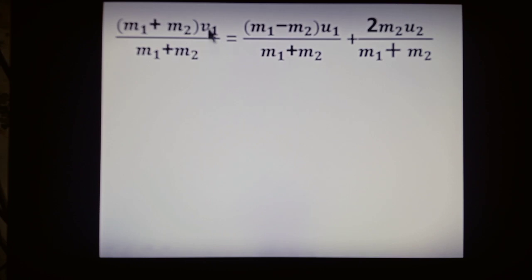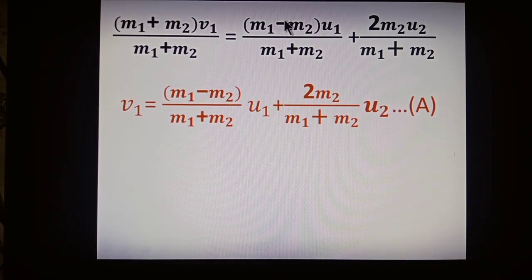Now this m1 + m2 term will be cancelled, and we will get v1 = (m1 - m2)/(m1 + m2) × u1 + 2m2/(m1 + m2) × u2. It is equation A that gives the velocity after collision of mass m1.